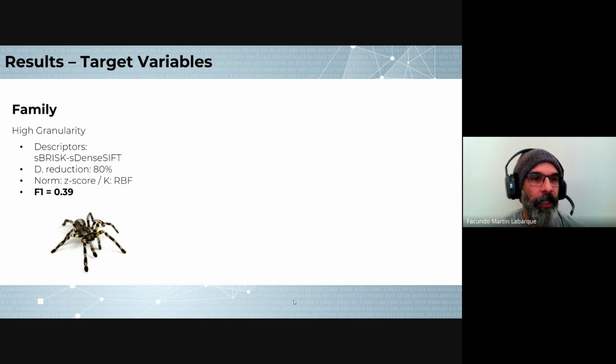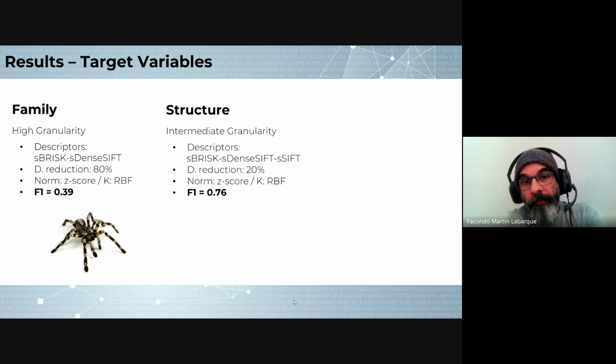So our results in the target variables. For the family, which is the highest granularity target, the best scenario was when we used 2 different descriptors. The dimensional reduction was to 80%, so 80% of the entire data matrix explains the data. The normalization was z-score and the kernel RBF, but we have an F1 of 0.39. That is really low, but it's expected for a high granularity variable.